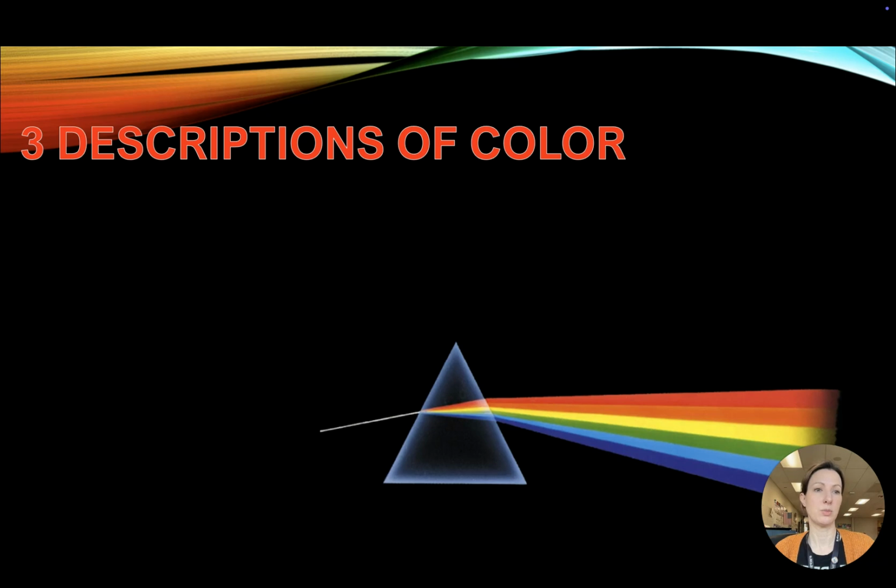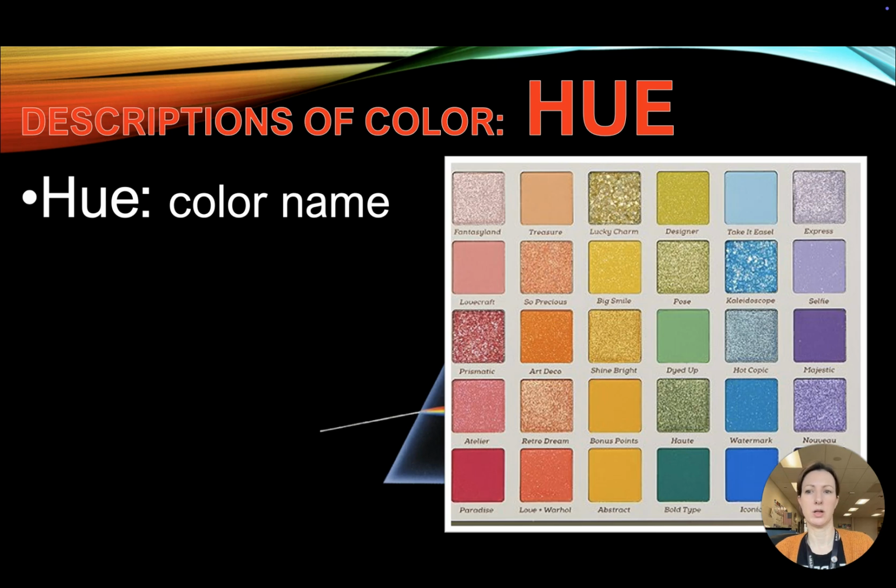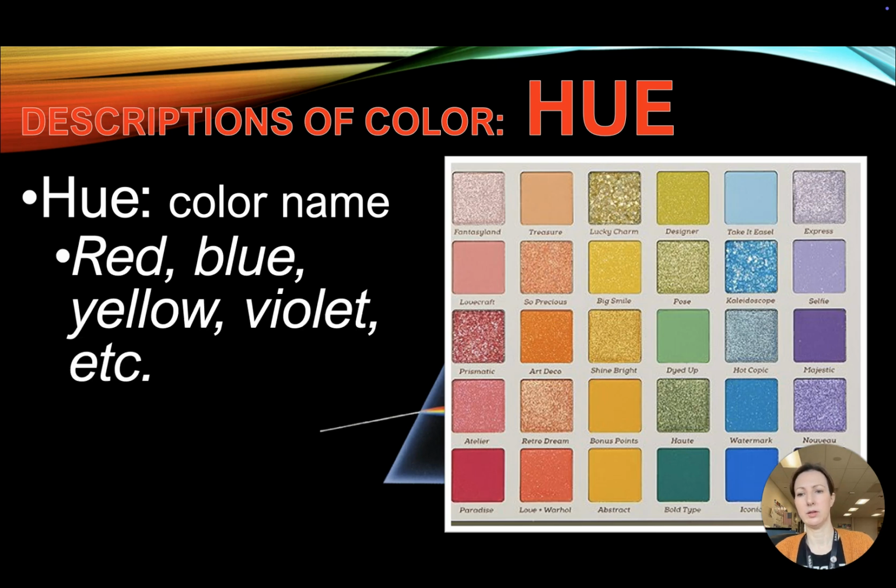So there are three descriptions of color: hue, value, and intensity or chroma. So let's look at those a little bit more in detail. Hue is simply the color name. So red, blue, yellow, violet, etc. Whatever that color is on that crayon or tube of paint, that's the hue.